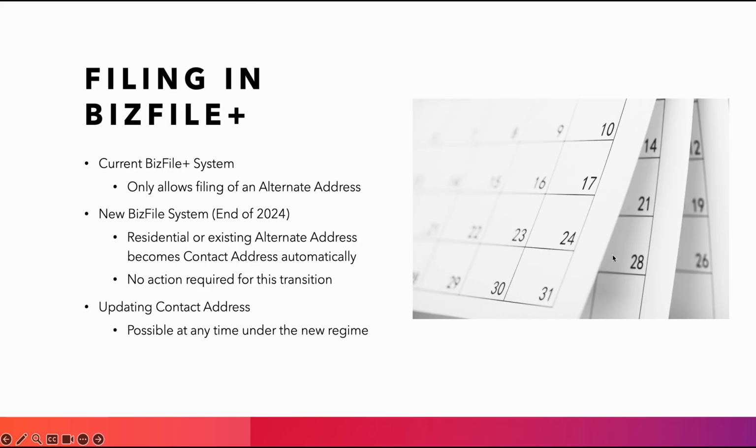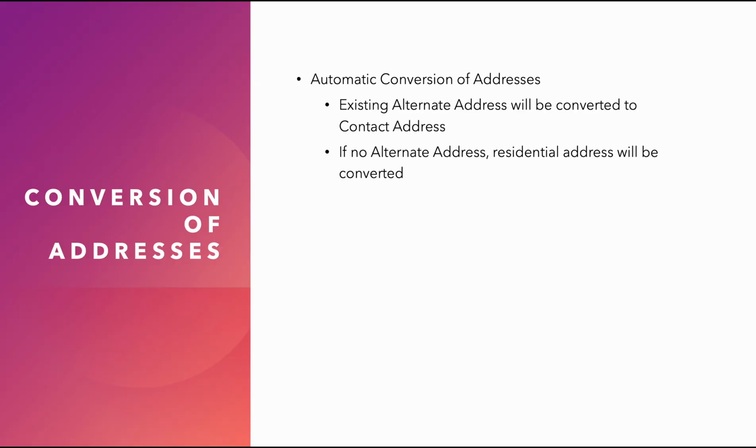Okay, so the new BizFile system will happen end of 2024. Your residential or existing alternate address automatically becomes your contact address. So if there is no alternate address, your residential address will be converted. That means if you never provided an alternate address, your residential address will just become your contact address.